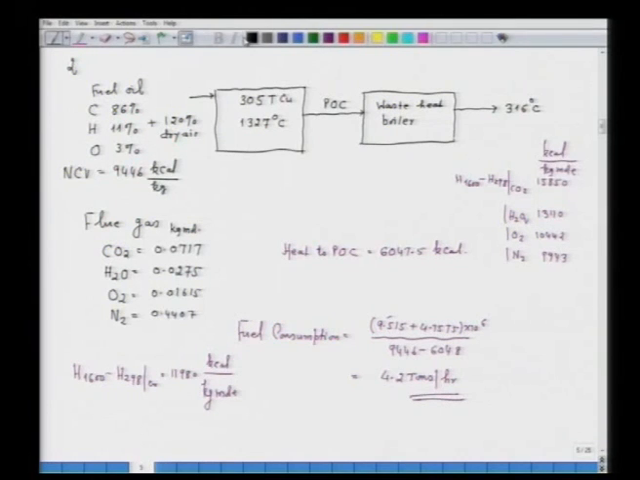Now, the B part says, you have to calculate air supply to the furnace in meter cube per minute. Well, that is very simple. So, air consumption per hour can also be found out. Now, you try to find out, I am giving the answer: 848, this is meter cube per minute at 1 atm and 25 degree Celsius. This is the answer for B part.